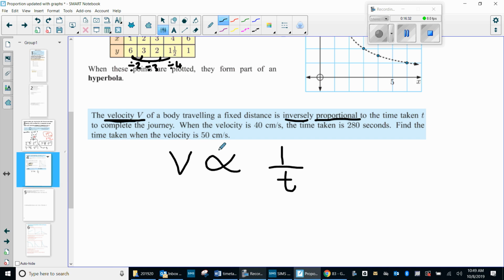Is that okay? Yes? Amber, you put your hand on your head. Is that just, you're good with that? Oh, yeah, you're just resting, okay? So when it's inversely, we write 1 over. Then we carry on as we would have done normally. So we need to get rid of this sign, don't we? We can't use it as we did. So we would write v equals k over t. The k replaces the 1 on the top.